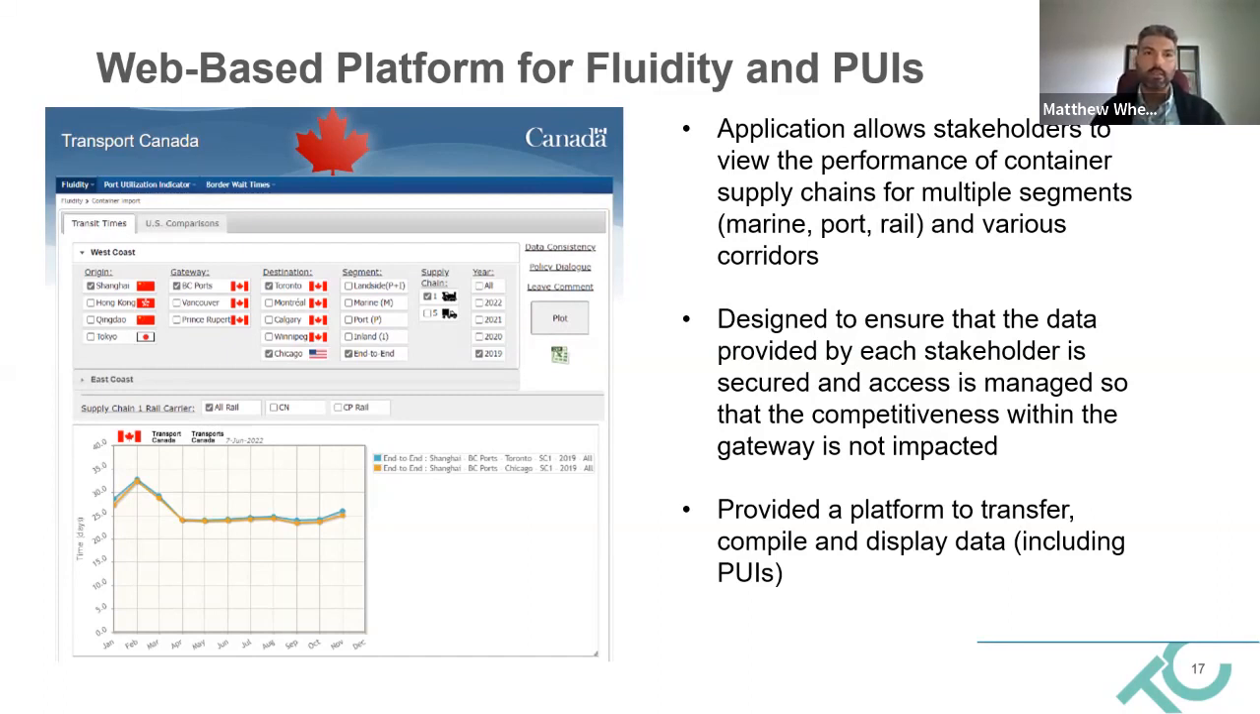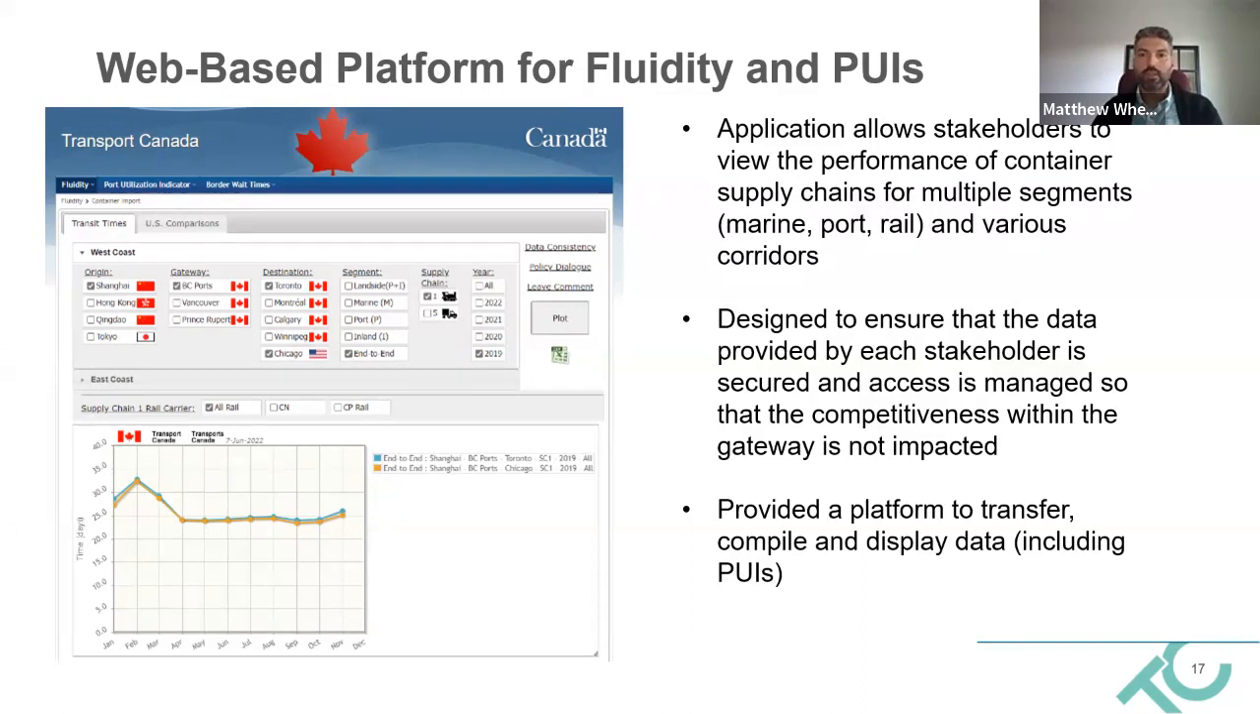And I think this is a theme that's carrying through a lot of this presentation, is ensuring that data is secure and access is managed, and that everyone trusts that the data holder is working to ensure that their data is only provided to the right people. And so essentially we had this application that allowed stakeholders to view the performance of the container supply chains for multiple segments and various corridors.